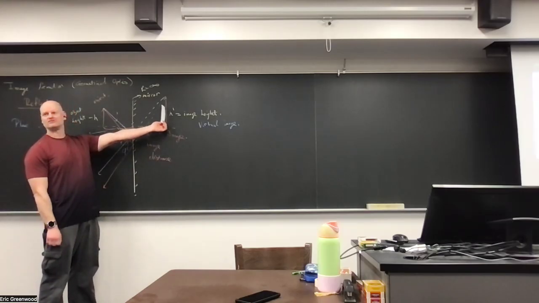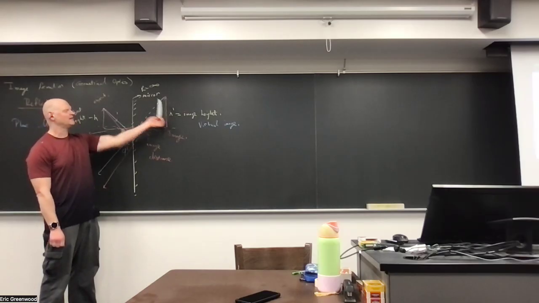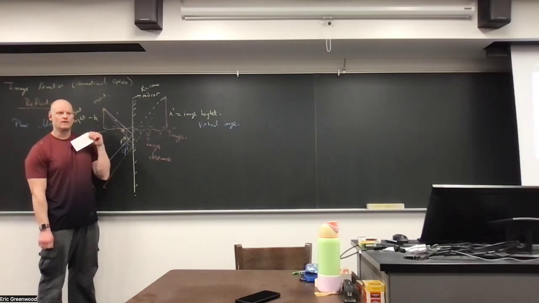So again, if I put this here, there's no actual image created on there. No light gets collected onto the piece of paper. So this is what we call a virtual image.